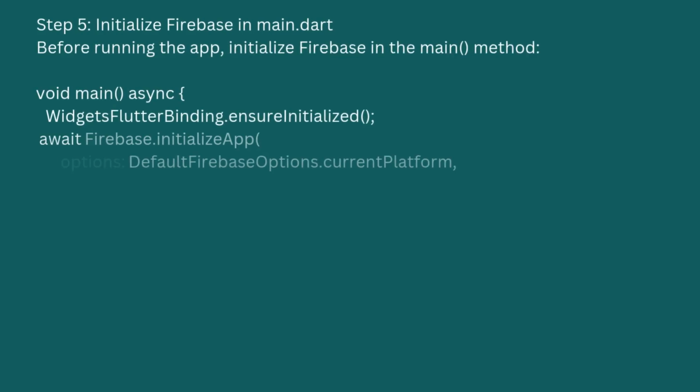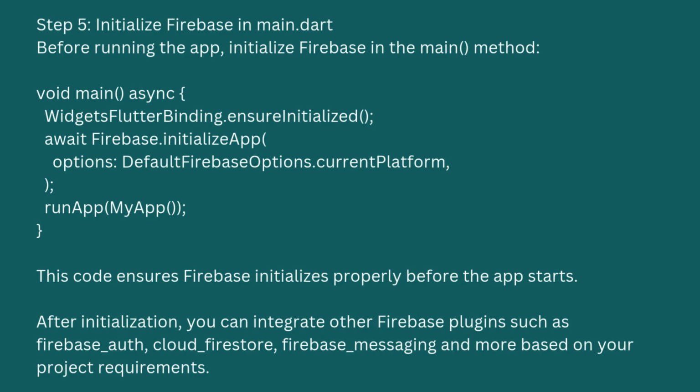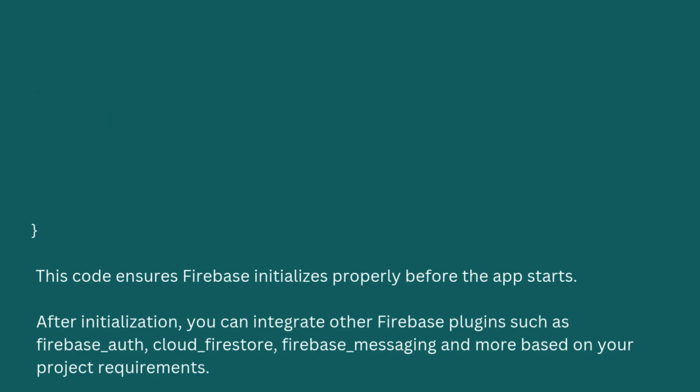Step 5. Initialize Firebase in main. Before running the app, initialize Firebase in the main method using the provided code snippet. This code ensures Firebase initializes properly before the app starts. After initialization, you can integrate other Firebase plugins such as firebase_auth, cloud_firestore, firebase_messaging and more based on your project requirements.